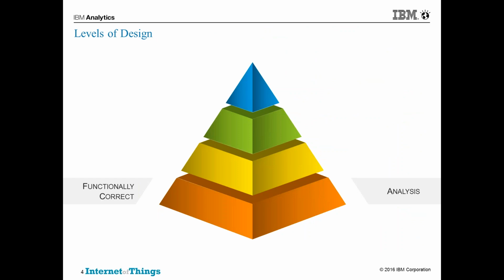Now, I think that there are different levels of design. In analysis, you do something which is functionally correct, okay? But it's not optimized. It functionally does what we need it to do. That's what I consider to be the analysis model. And then we have system-wide optimization, and that's what we call architecture. Architecture is really a sum of a bunch of design patterns in different areas of design.